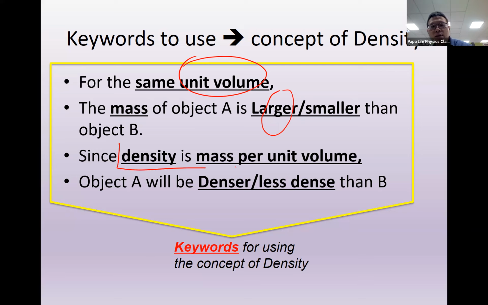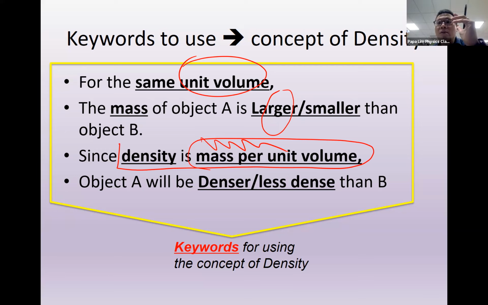whereby you write down to tell the marker that density is mass per unit volume. This statement tells us that you're interacting these two factors, mass and volume, together. And from there, you can make a logical conclusion that object A, because it has larger mass in the same unit of volume, is denser than B. And because of that, A will sink in B.